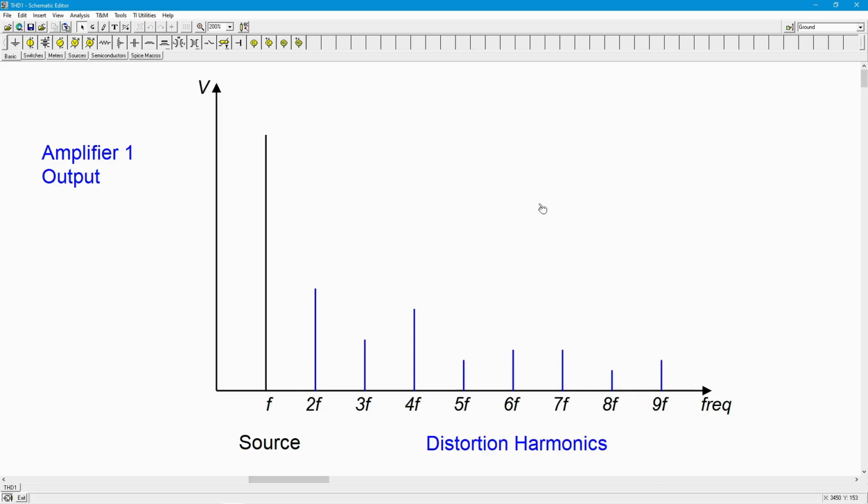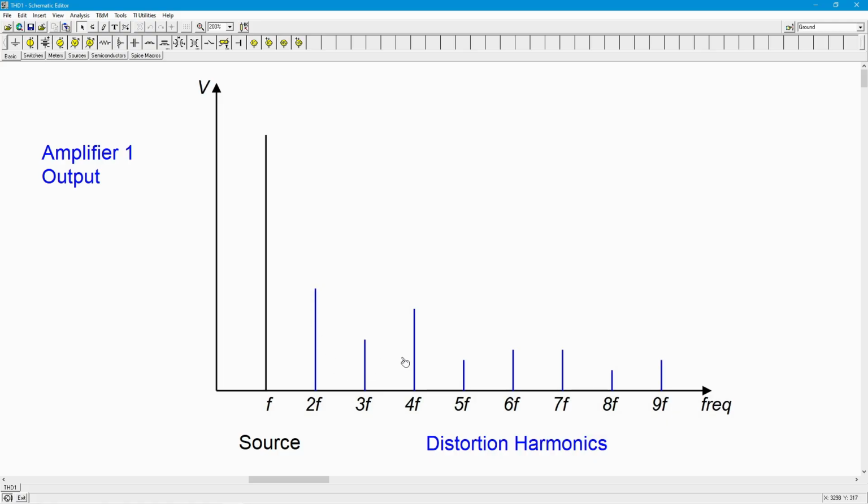Amplifier number 1, right? So this black bar here represents the amplitude of the test frequency. I'm putting in, let's say, 1 kilohertz, which is a very common test tone to use, and I get some amplitude for that. Coming out of the amplifier, I have all of these distortion harmonics: 2 times that frequency, in this case 2 kilohertz, 3 kilohertz, 4 kilohertz, 5 kilohertz, 6, and so on and so on. All the blue lines here would be the harmonics.